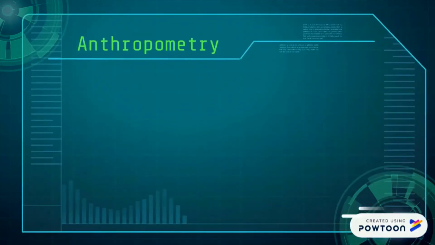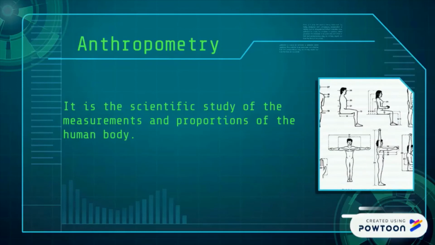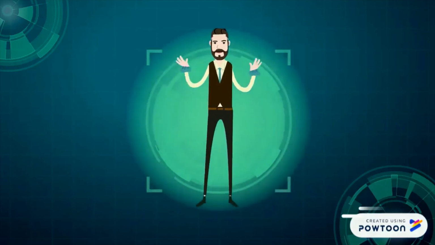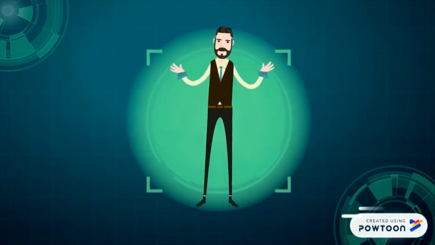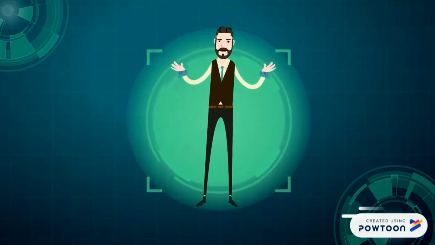Anthropometry is the scientific study of the measurements and proportions of the human body. It is a series of systematized measuring techniques that express quantitatively the dimensions of the human body and skeleton. The ultimate aim of using anthropometry in forensic science is to help the law enforcement agencies in achieving personal identity in case of unknown human remains.